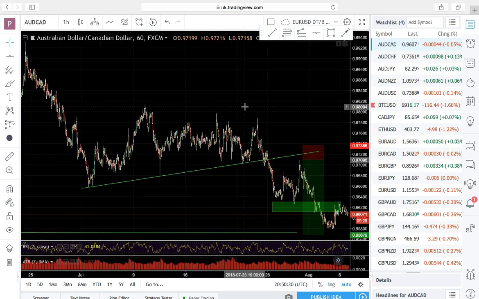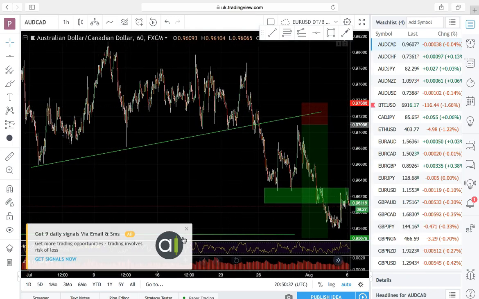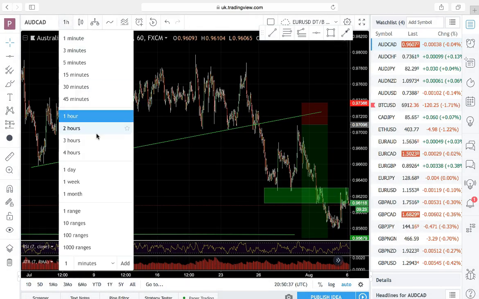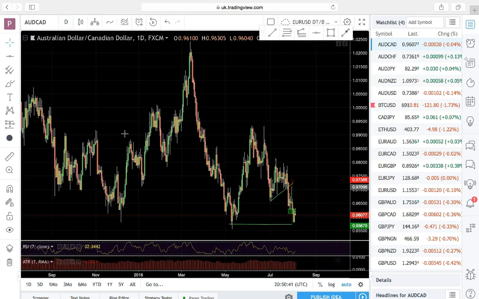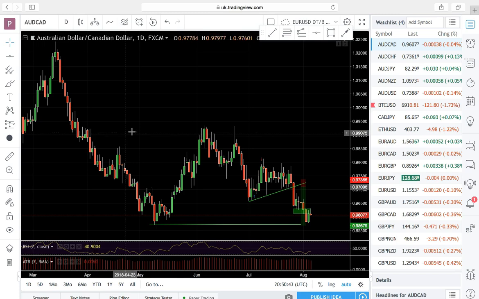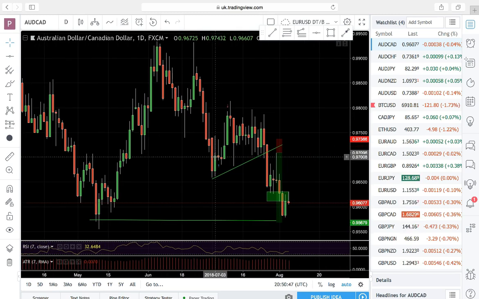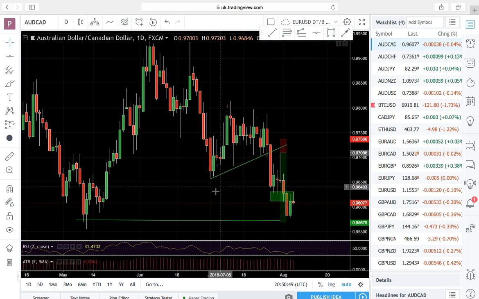So the Aussie CAD is a fairly new trading style of mine. So basically, well, let's just start from the beginning. As you know, the way I trade is I look at the higher time frame first. So my higher time frame is the daily chart. What I do on the daily chart is ask myself, what is the market doing? Where are the support levels? So I identified the support levels.